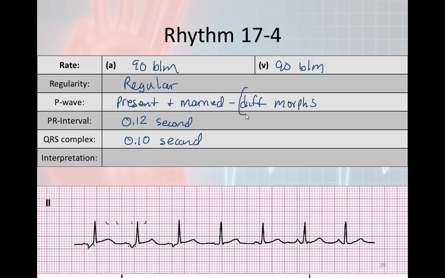What is the problem? Different morphologies. So now we have to interpret this based on the different morphologies. We have one P wave right here. That looks like a 1. That might be a 1, we'll come back to that one. That looks like a different one. That's a 2. Do I see another 2 over here? Nope. That looks like a 3. That looks like a 4. That looks like a 4. So we have 3 or more different morphologies. Wandering atrial pacer.